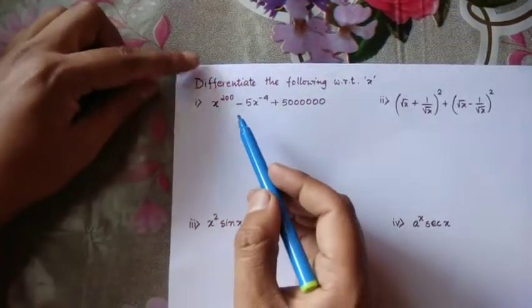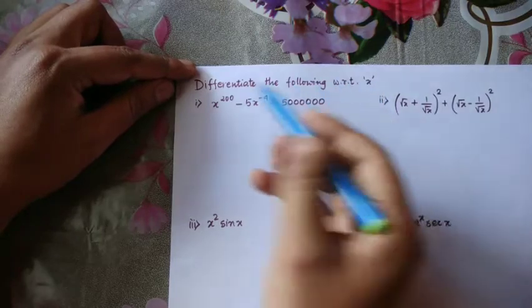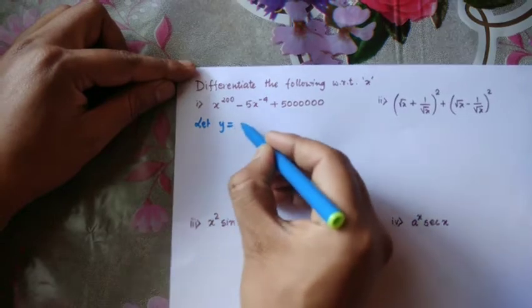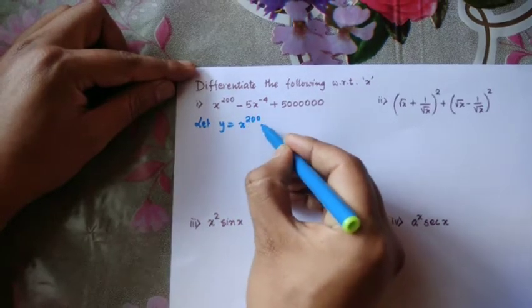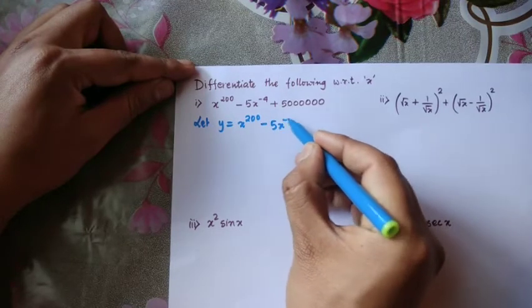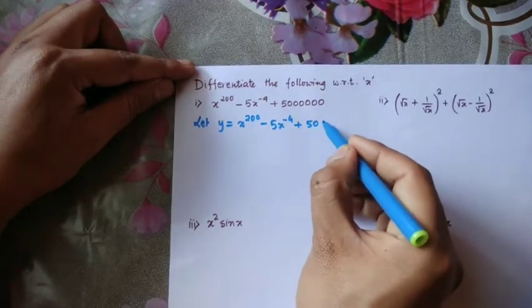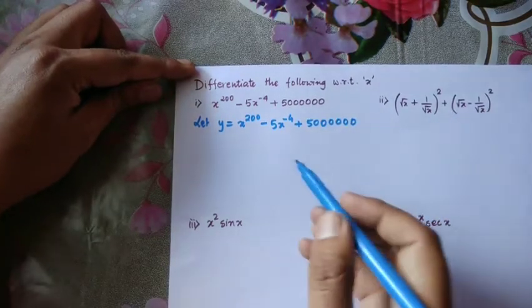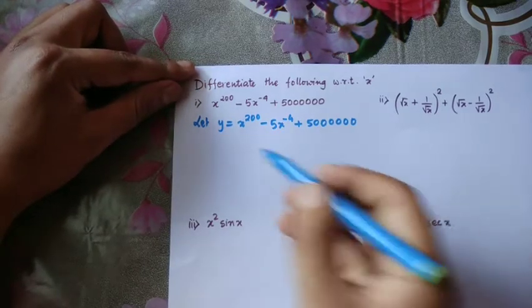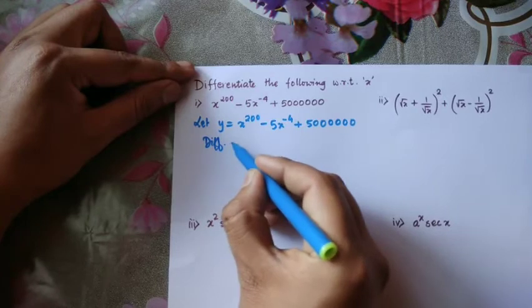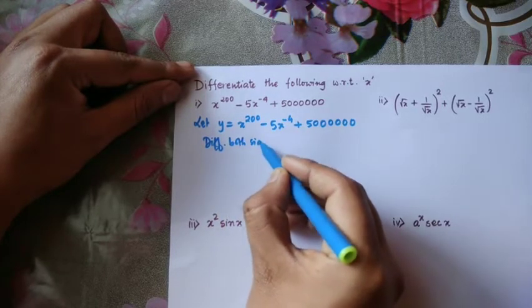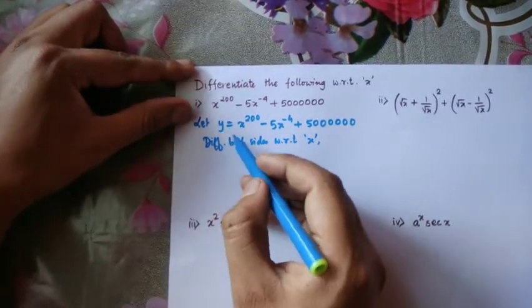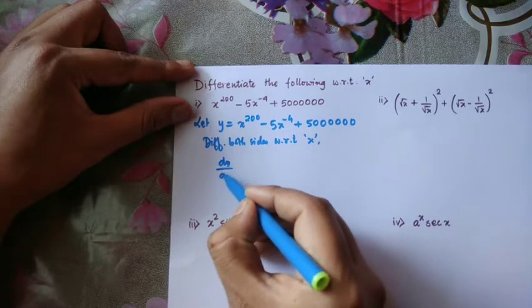The question says differentiate the following function. Now I'm going to consider this as y. So you have to write let y equals whatever is given, that is x to the power 200 minus 5 x to the power minus 4 plus 3 4 5 6, 6 zeros are there. So you want to differentiate this with respect to x. So you have to write differentiating both sides with respect to x.